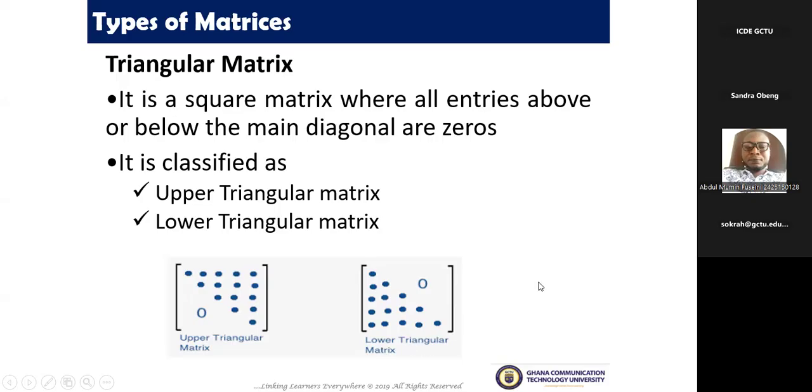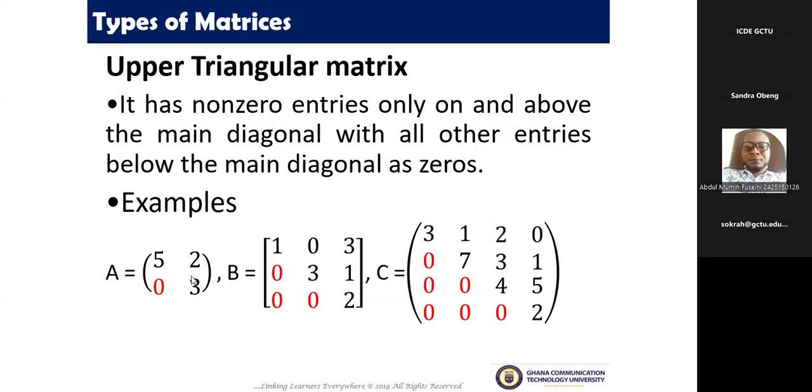Look at some more examples here. These are all upper triangular matrices. You see where the zero is. This is the main diagonal, and the element below it is zero. So that is an upper triangular matrix. Look at this one too. This is the main diagonal, and look at all the elements below, zeros. So that is an upper triangular matrix. Now look at this one as well. All this is the main diagonal. All the elements below are zeros. So that is an upper triangular matrix.